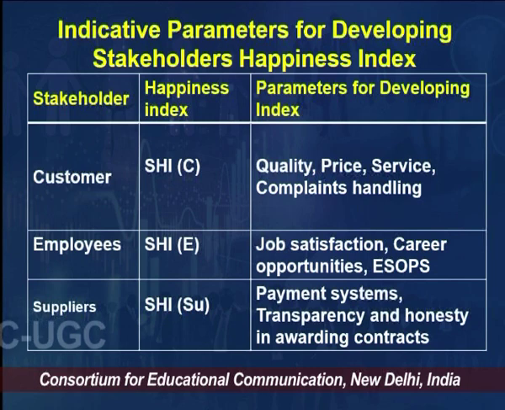Suppliers is indicated by SU. Here for suppliers, the parameters for developing the index would be payment systems, transparency and honesty in awarding contracts. How honest we are in awarding contracts to the suppliers, whether it is a transparent process or not, or moreover whether we are making payment on time or not. So payment system and transparency and honesty in awarding contracts, these are two important components for developing this component of stakeholders happiness index called SHISU. SU indicates the suppliers.